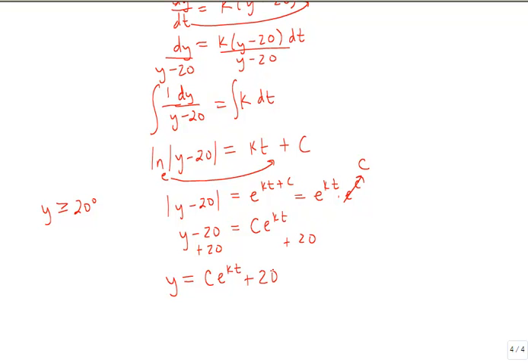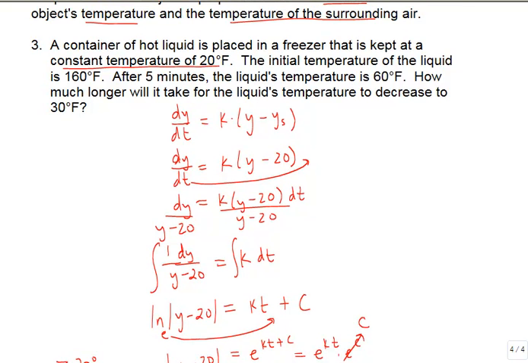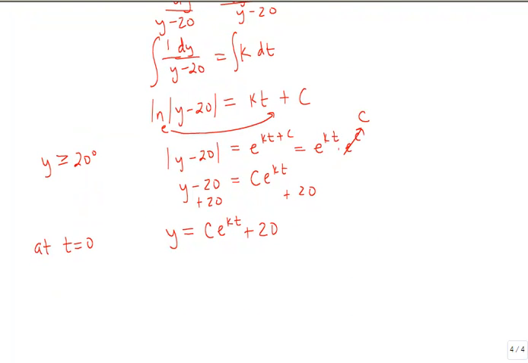Okay, so this is my new temperature model. What I would like to do is eliminate that C so that I have one less variable to deal with. So let's think about what our initial temperature is at time 0. When the time is 0, when that container of hot liquid is initially placed into this freezer, what is that initial temperature? 160 degrees. So initially at time 0, this temperature is 160.